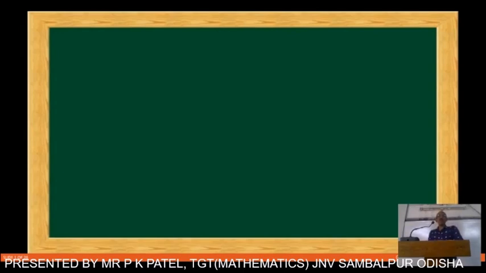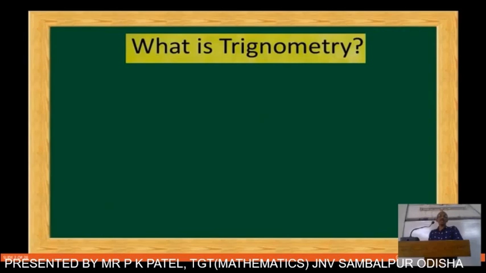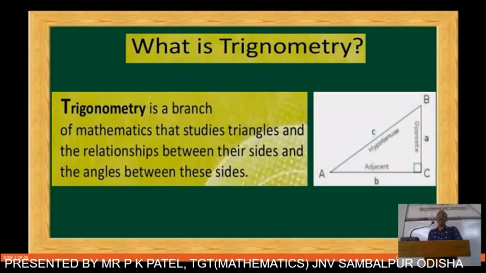Today we will discuss some applications of trigonometry. Before that, let us discuss what trigonometry is. Trigonometry is a branch of mathematics that studies triangles and the relation between their sides and the angles between these sides. For this, we are also taking the right angle triangle ACB for finding the trigonometric ratios.